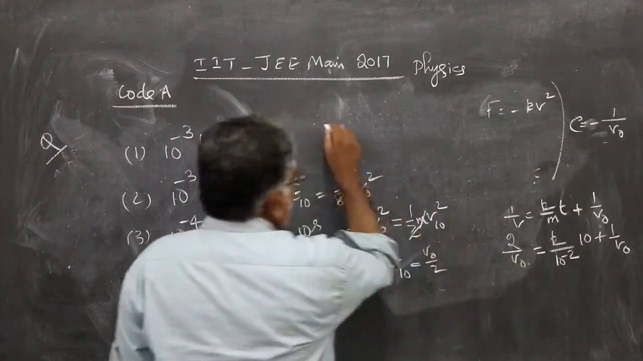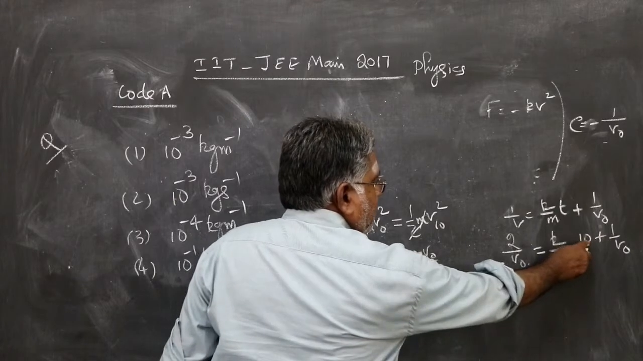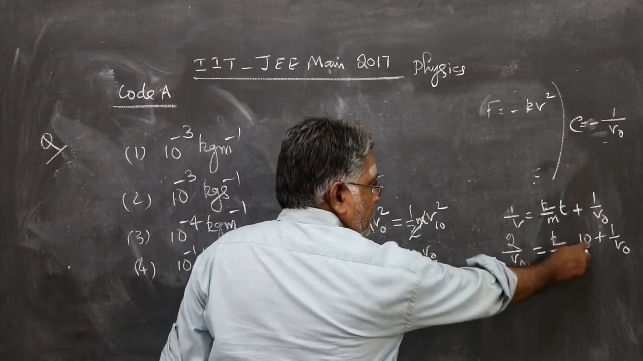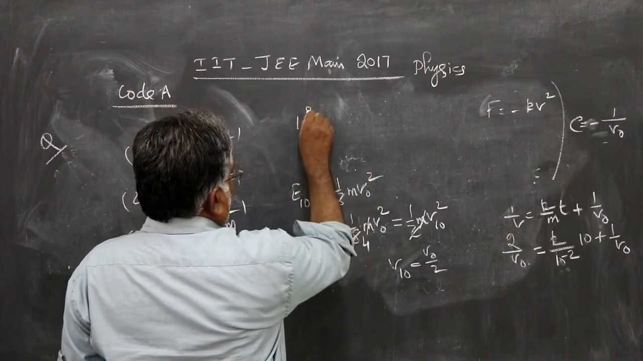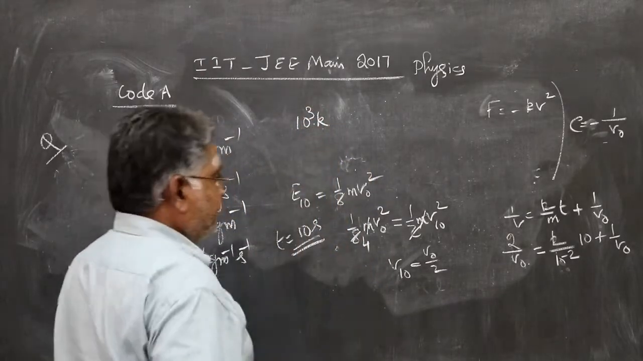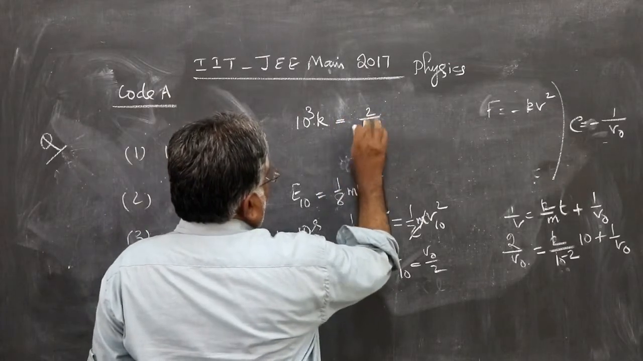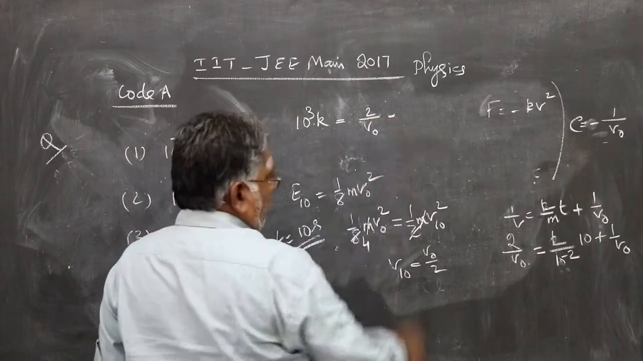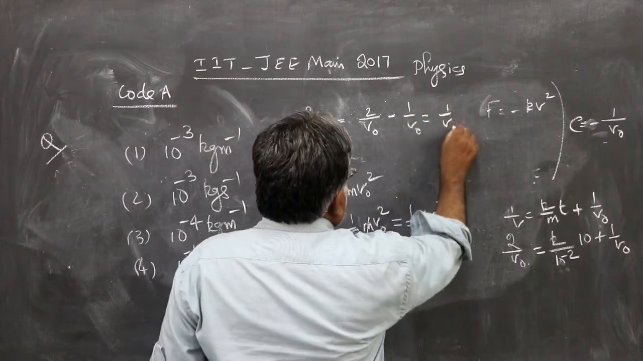2 by V0. We want to find this. Take this to the other side. Take this 10 power minus 2 to the numerator. It will become 10 power 3 overall. So 10 power 3 K is equal to 2 by V0 minus 1 by V0, which is 1 by V0.